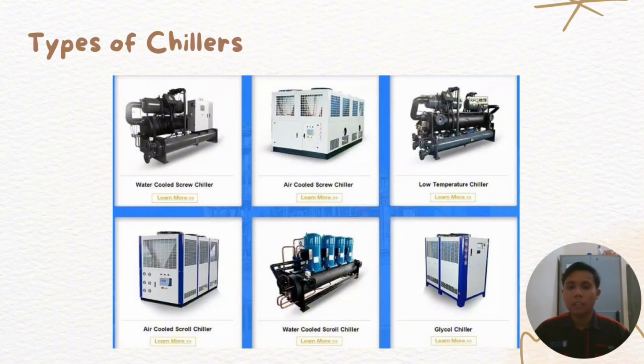There are six types of chiller: water cooled screw chiller, air cooled screw chiller, low temperature chiller, air cooled scroll chiller, water cooled scroll chiller, and glycol chiller.